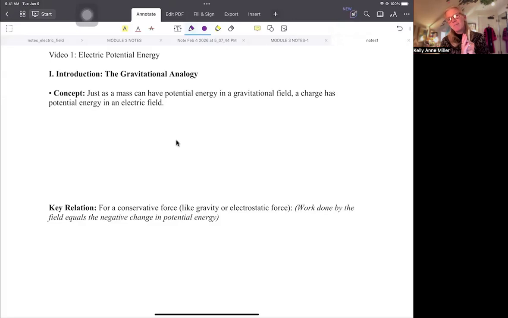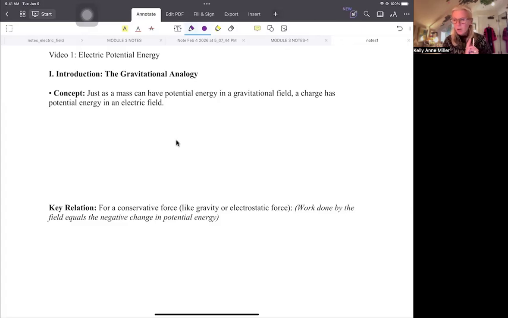In the second video, we'll talk about something called electric potential, which is very similar but different. We'll talk about why that is. And then in the third video, I'll talk about how to map potentials. So that's the workflow. And I'll go through some worked examples that will hopefully help you with the challenge this week.